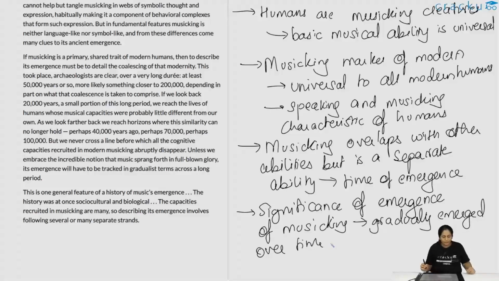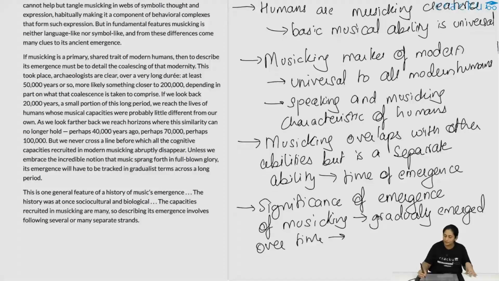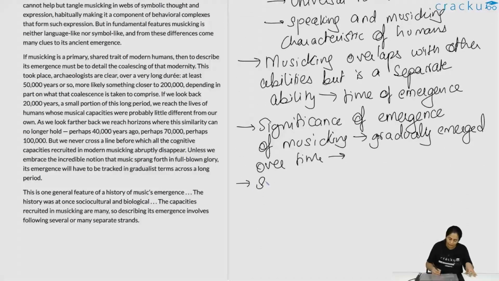This is one general feature of the history of music's emergence. The history was at once socio-cultural and biological. The capacities recruited in musicking are many, so describing its emergence involves following several or many separate strands. So basically the author is saying that there are several factors in the emergence of musicking, and you have to track several different strands to understand the emergence of musicking.